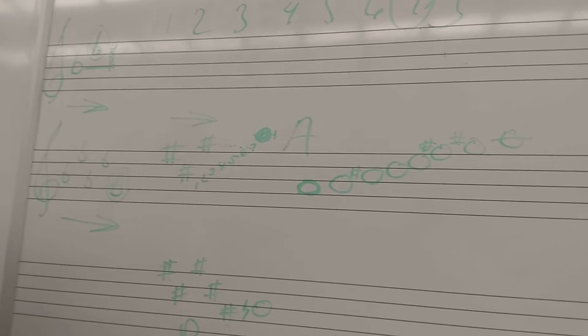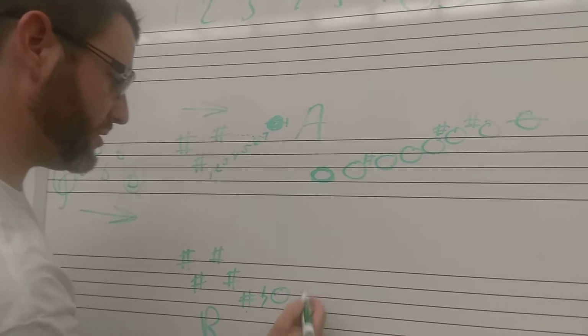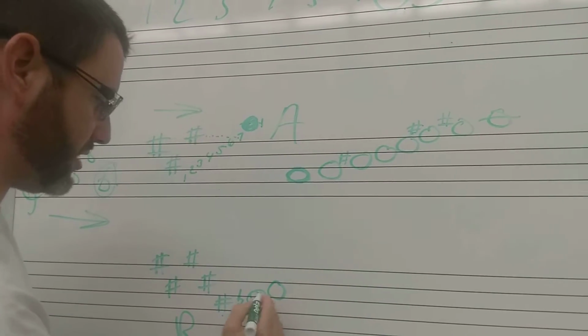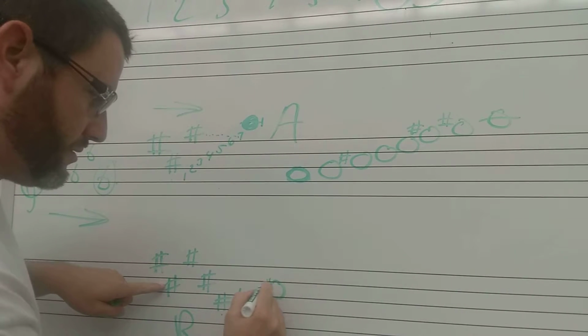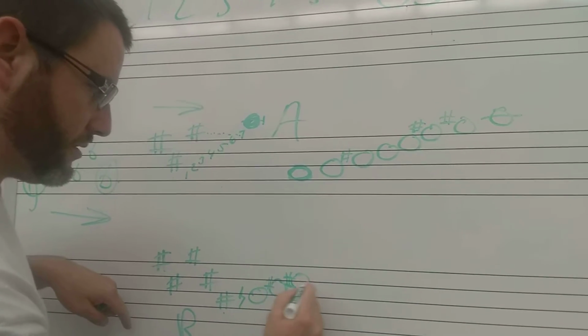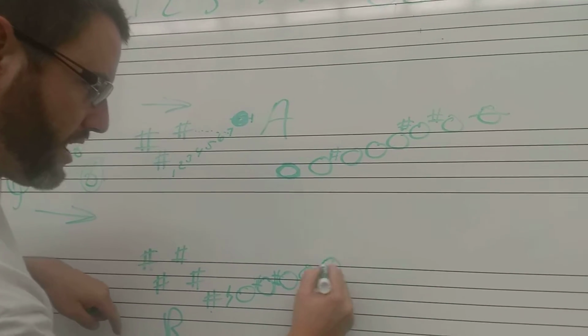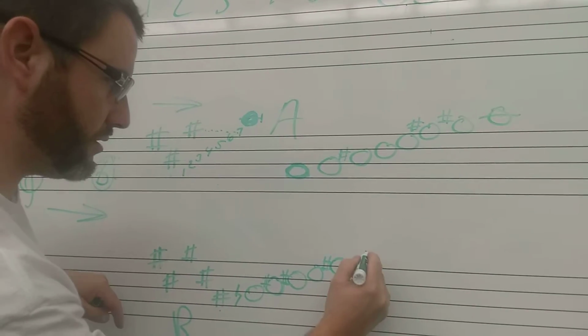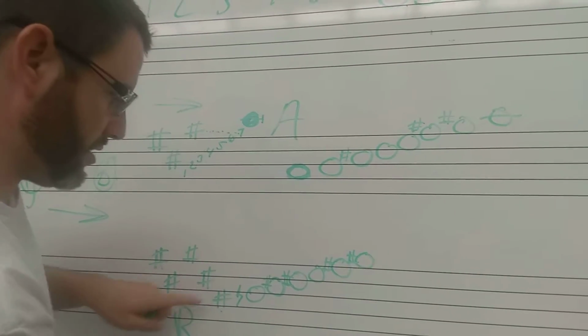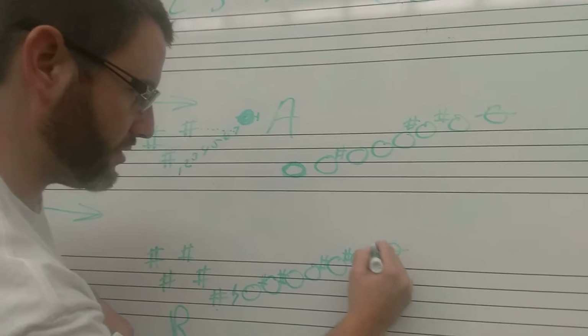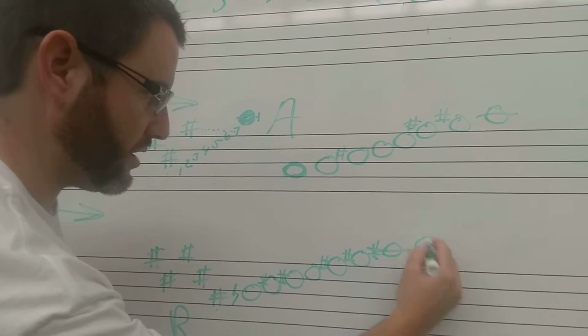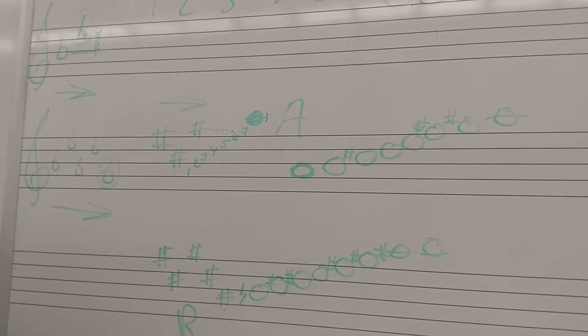No. Okay. So for this one, B, C sharp, D sharp, E, F sharp, G sharp, A sharp, B. And that makes a scale in B.